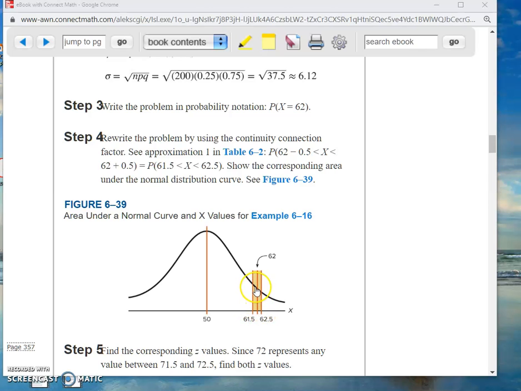Now you'll notice in the electronic edition of the book and in the paper edition, they have a little typo here. They have this area coming up here, right? Well, that doesn't make any sense, unless it's just artistic license and he's saying the 62 is this guy right in the middle here. I don't know what he means by that.